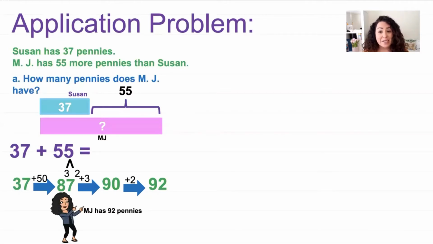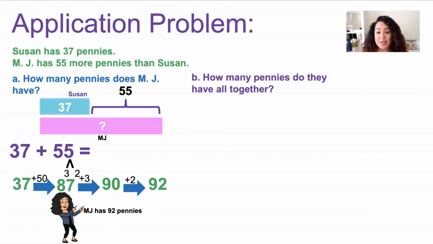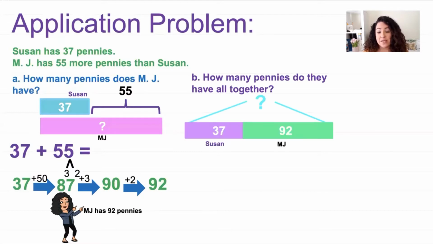This is a two-part problem, so let's look at part B. How many pennies do they have all together? We know that Susan has 37 pennies and MJ now has 92 pennies. So we've got to put them together and find that whole. I'm going to start at 37 and add 92.